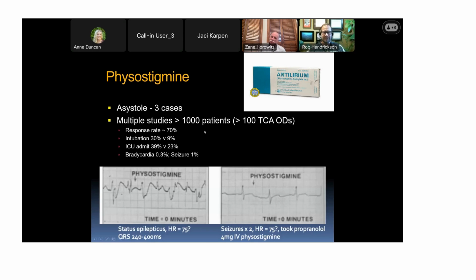There are a couple of studies with over 1,000 patients now. The response rate is really excellent. Intubations decrease from 30% to 9%. ICU admissions decrease. Over 1,000 patients, the rate of bradycardia and seizures is really, really low. So what we did was we fixed the dosing, and I think that is really what it comes down to. We should respect these risks. Expect seizures, even though 99% of the time they won't happen. Expect bradycardia, 99.7% of the time it won't happen. And I think we're safe using that medication.